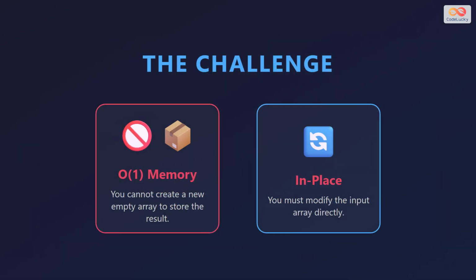There is a catch. You must do this in place. You are not allowed to create a second array to filter the items, which would be easy but costs extra memory. We need to solve this with big O of one constant extra space, modifying the input directly.